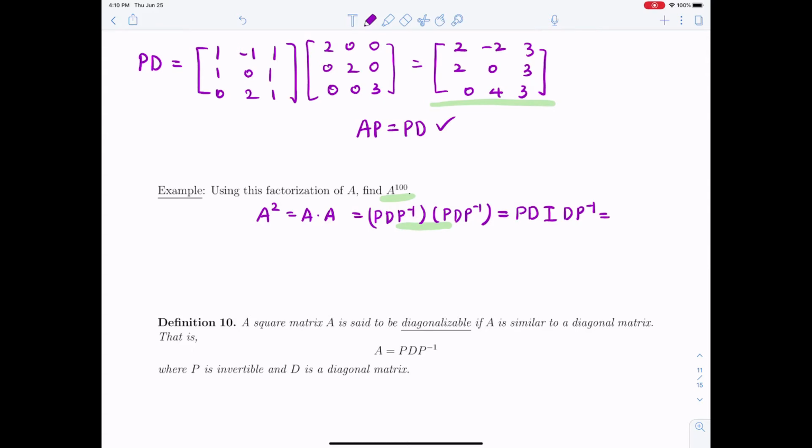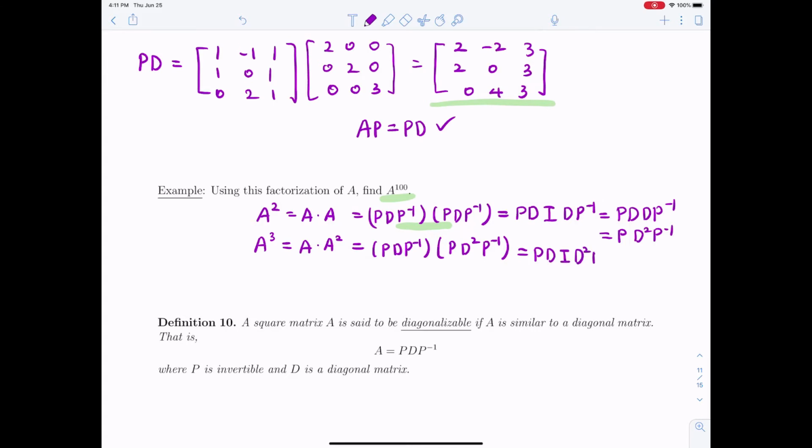Or in other words, multiplying by the identity is nothing. So we get PDP inverse, or this equals PD squared times P inverse. If you do the same thing for A cubed, then this equals A times A squared, or in other words, that equals PDP inverse times PD squared times P inverse. And this equals, again, PD and P inverse times P equals the identity. So if you simplify this, then we get PD cubed P inverse.